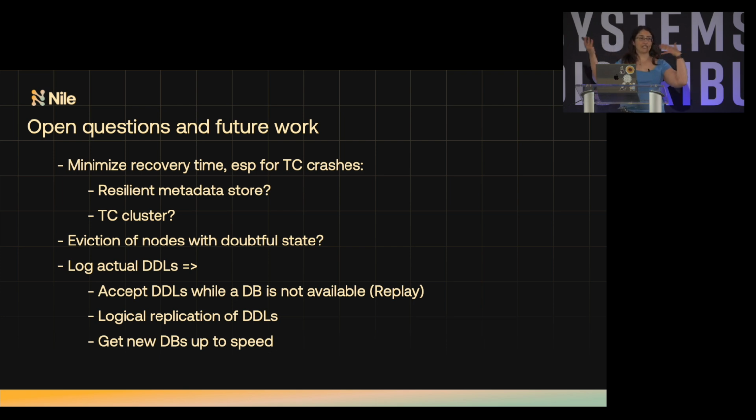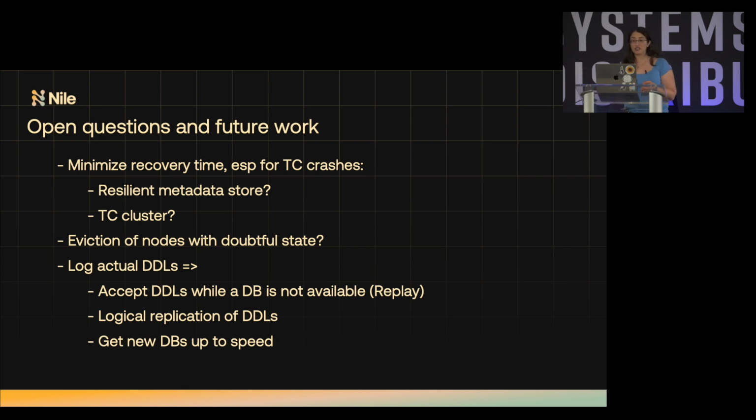Remember that we have systems that we don't know if they committed or not, because we have a network partition and we need to somehow move forward. Do we let users connect to those and maybe see a wrong state? How eventually consistent do we want to be? We can evict those nodes. We can prevent access to them. We can log actual DDLs. Right now, we're just logging the transaction state.